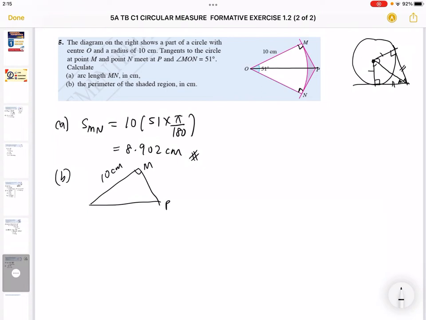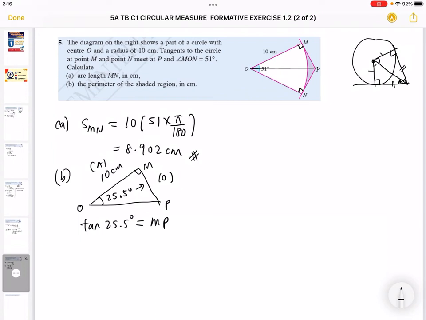We know this is O. Now, when you take 51, you split in the middle. The angular bisector here is 25.5. So let's find out the length of MP by using tangent. We know this is your opposite, this is your adjacent. To find your opposite, we use tan 25.5 degrees = MP divided by 10.